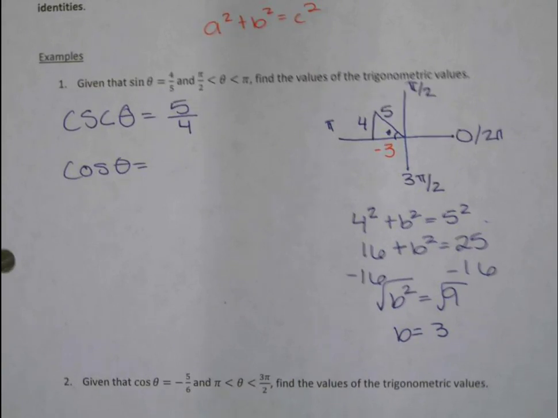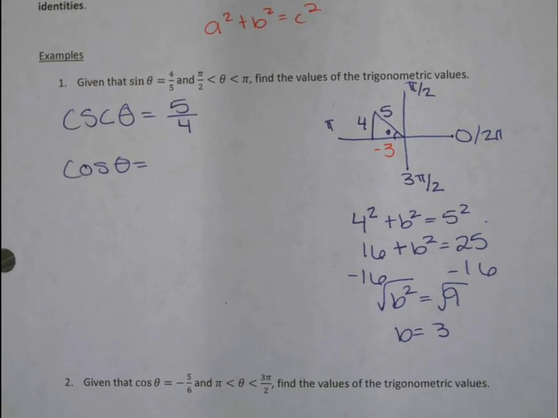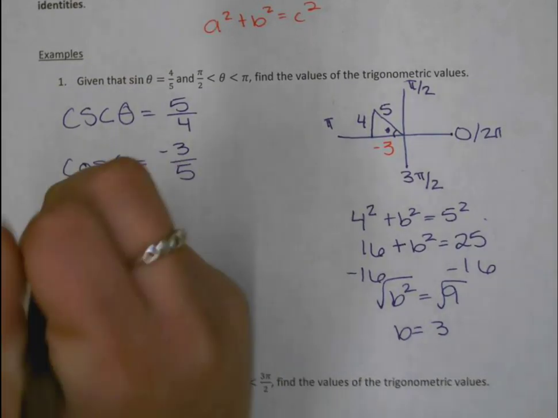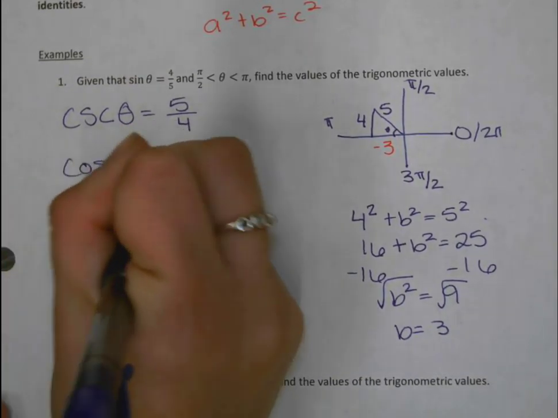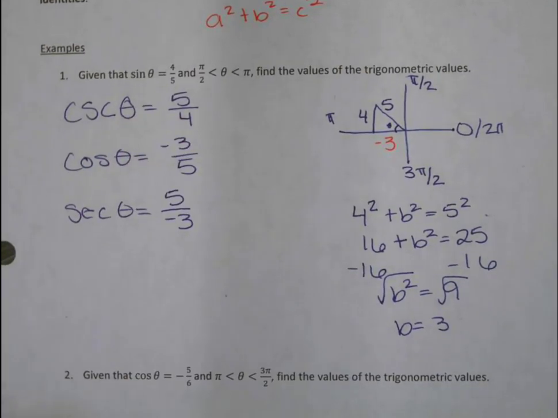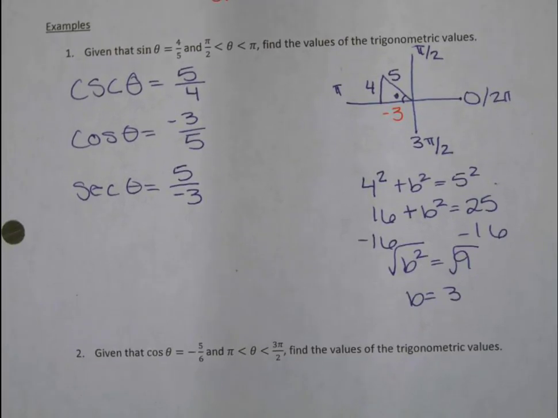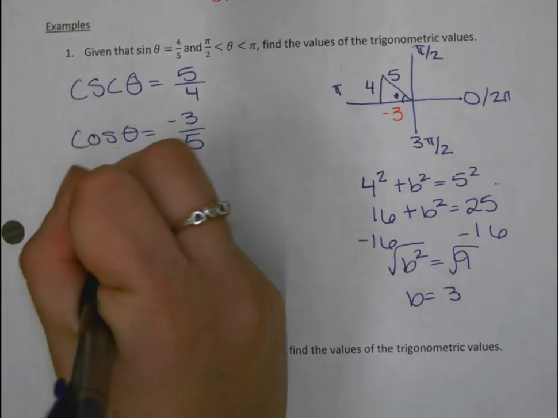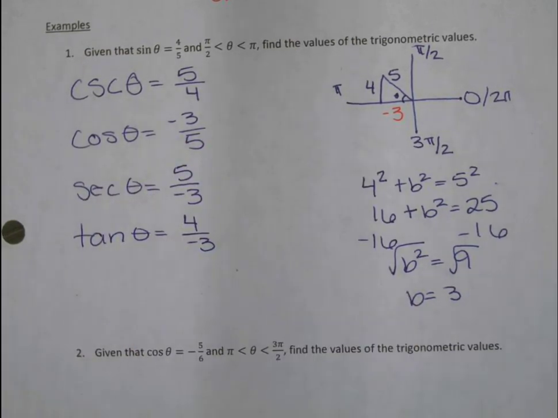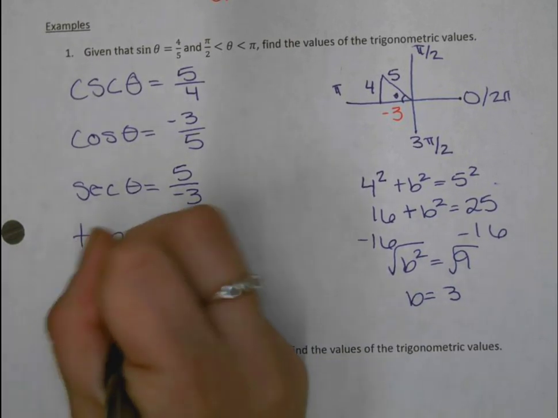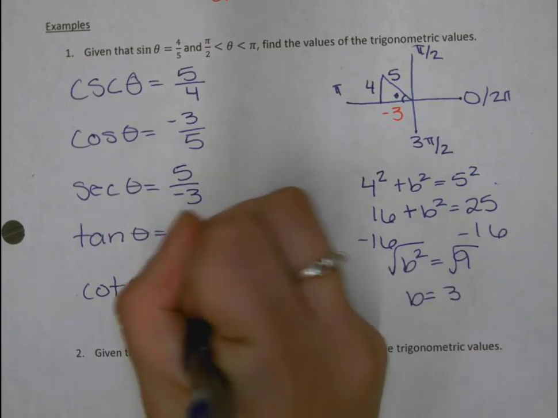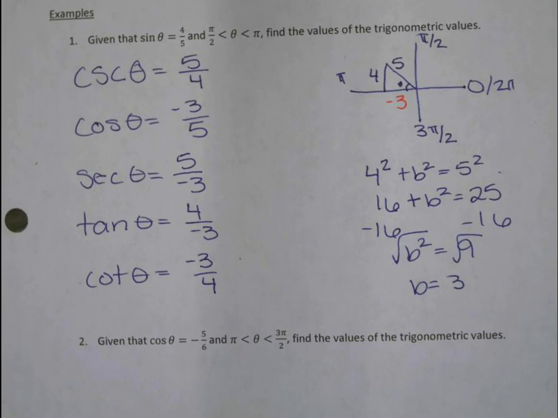Yes. Okay, cosine is adjacent over hypotenuse, so this is going to be negative 3 over 5. The opposite of cosine is secant, so I just flip the fraction. Then I need to find tangent. That's opposite over adjacent, so my opposite is 4, my adjacent is negative 3. Cotangent is the opposite of tangent, so I flip those. And that's it. Questions on number 1?